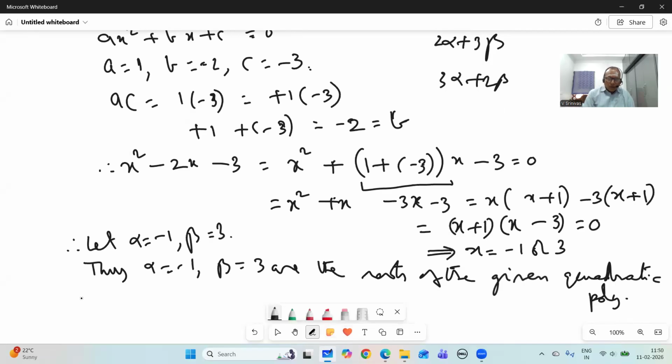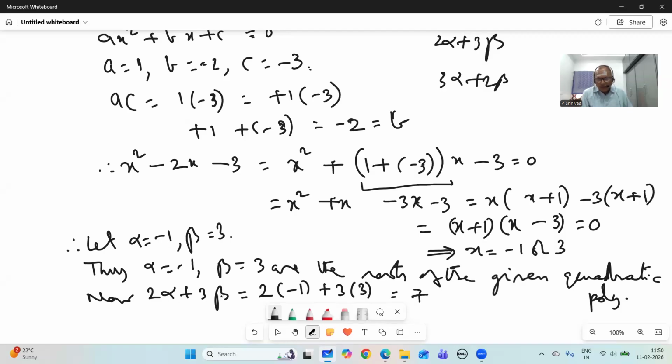Therefore now 2 alpha plus 3 beta is equal to 2 into, for alpha substitute minus 1, and for beta you write 3. For alpha I'm writing minus 1, and for beta I'm writing 3. So this is minus 2 plus 9, that is 7.